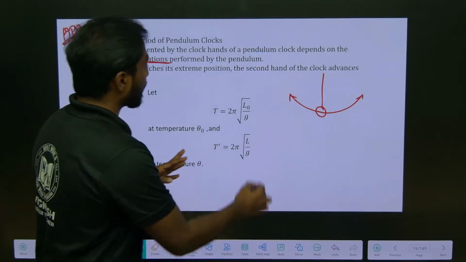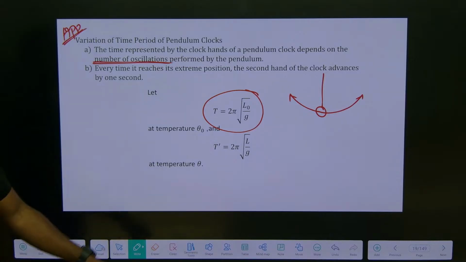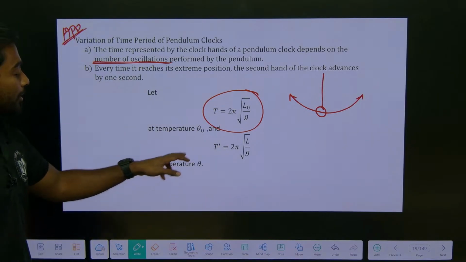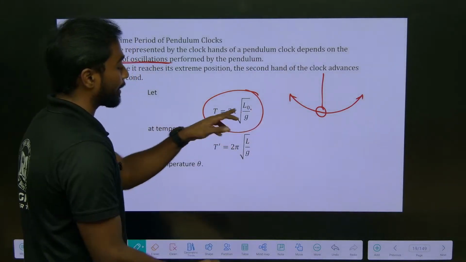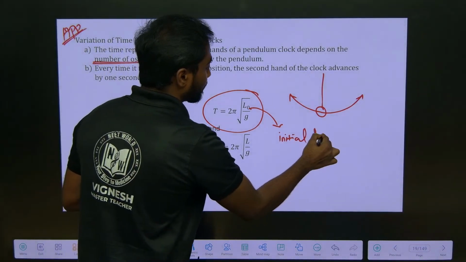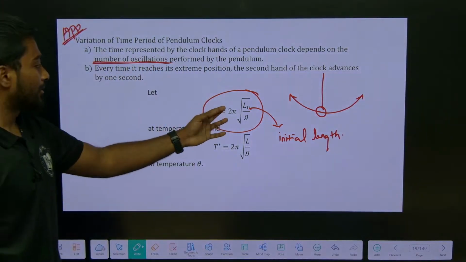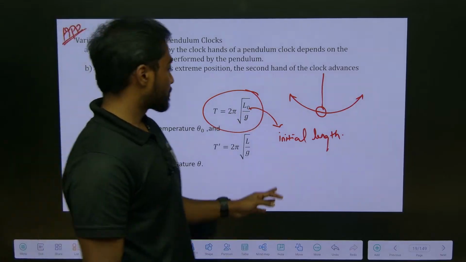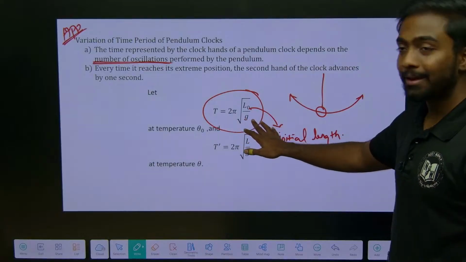So we know that the formula is T equals 2 pi root over L by g. Now if we raise the temperature, what happens here? T dash will be equal to 2 pi root over L by g, where L naught is the initial length. What is independent over here? 2 pi is constant, but g is independent. So g doesn't change if temperature decreases or increases. g will be as it is.